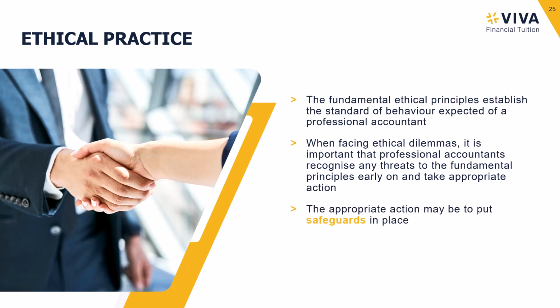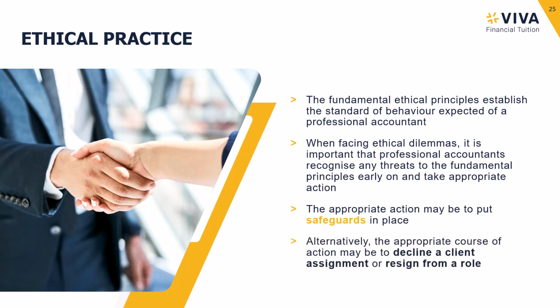Where there are ethical dilemmas or threats, then appropriate action needs to be taken, and we call these safeguards. So we put safeguards in place to reduce those ethical threats down to an acceptable level. Where we cannot reduce the ethical threats down to an acceptable level, then we do need to consider other appropriate courses of action. If it's a client engagement, that may be declining that client assignment. If it's in an employment role, then in extreme situations, you may need to resign from that role.